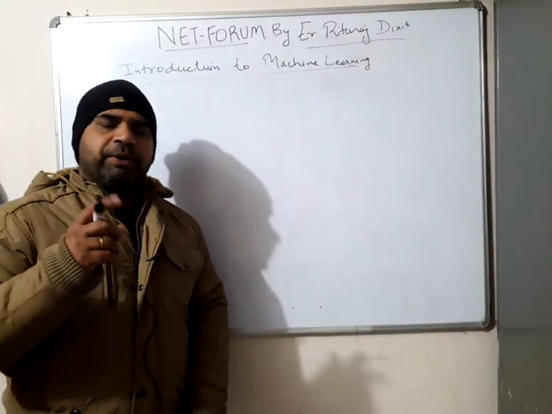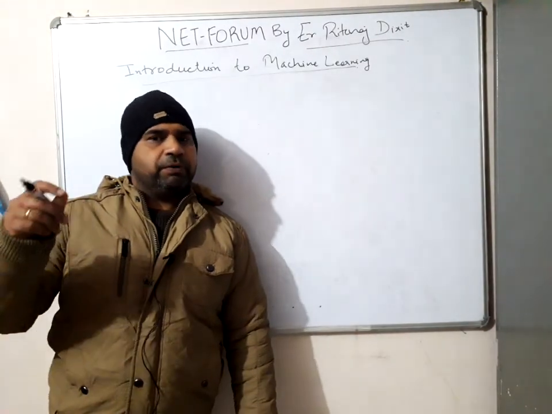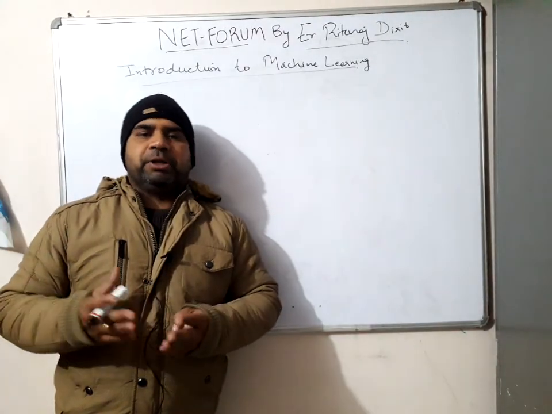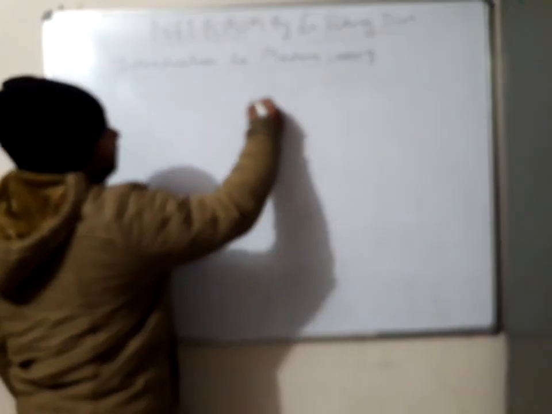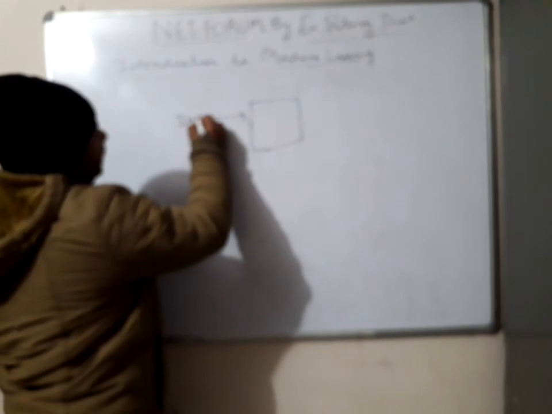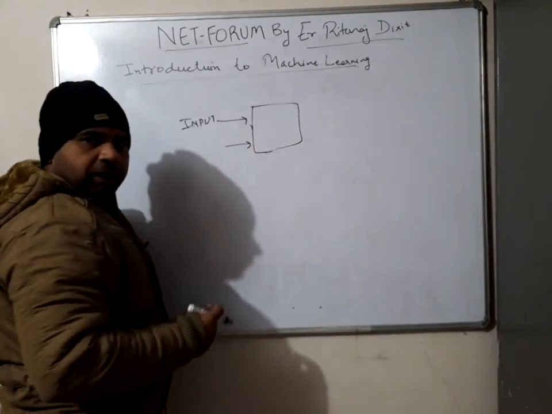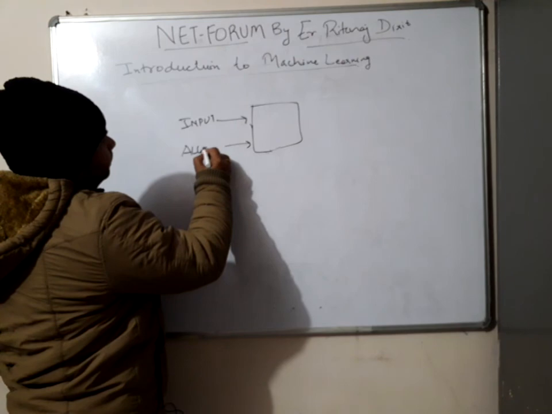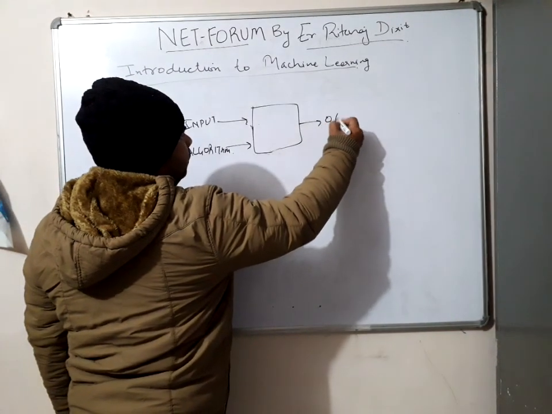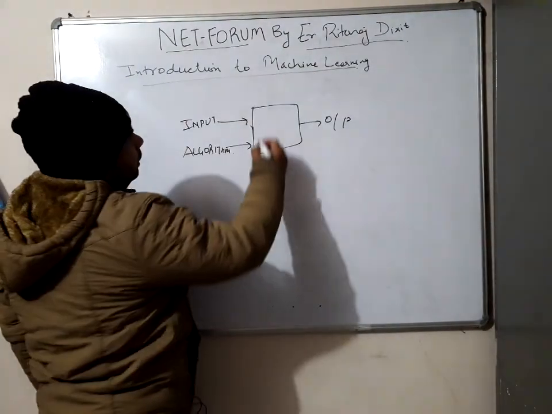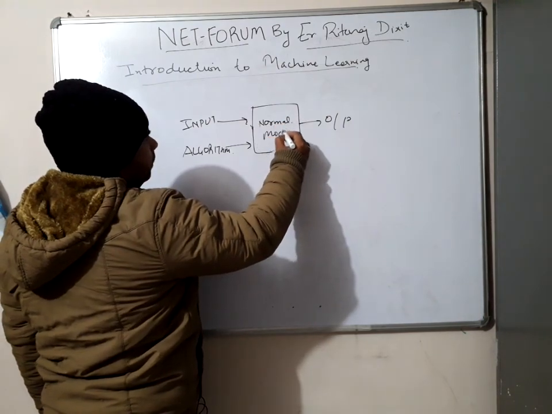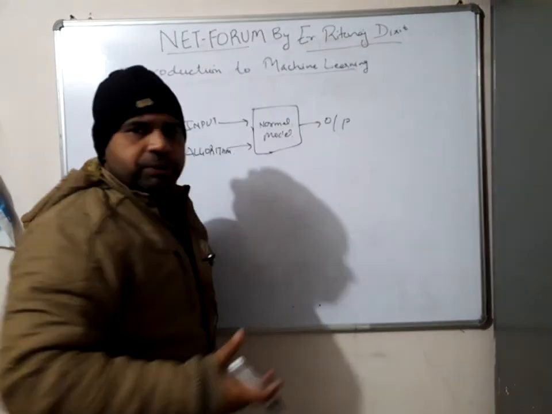So let us now focus on a very important diagram which gives you the distinctive difference between the normal process or normal algorithm and a machine learning algorithm. So what happens is that this is the input block, right? This is the algorithm, and this gives the output, right? It is a normal model or a normal processor, right?